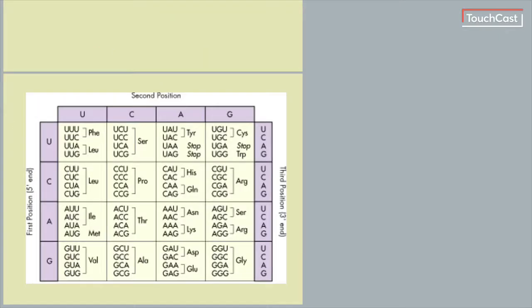The last thing we need to do within this unit is we need to learn how to use this chart. And what this chart does is it takes a 3-letter codon, like UCA, and it shows us what amino acid that's going to code for. The way we use it is if you look on the sides, we have first position, second position, and third position.